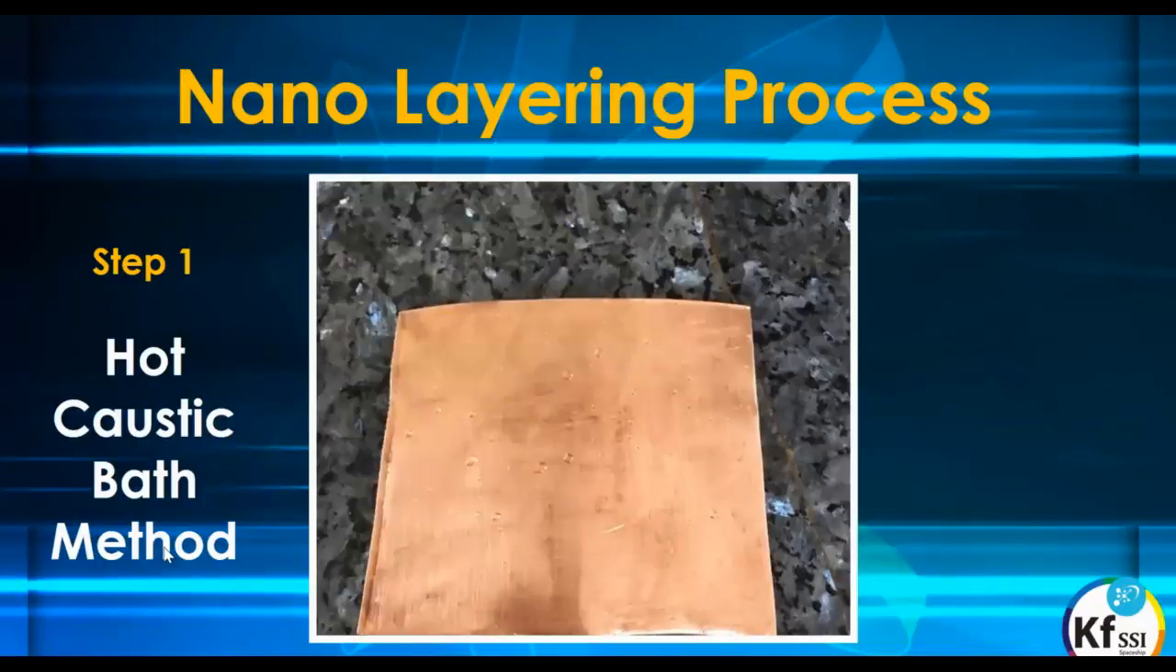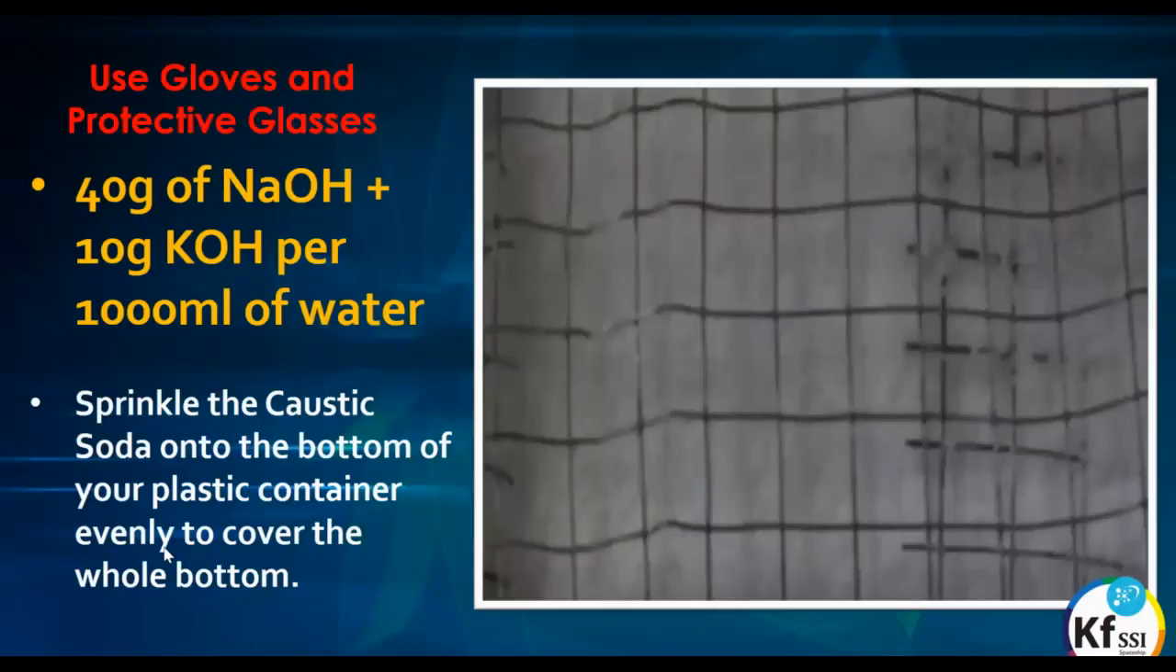Okay, so now we've done all our preparation, and now we can begin creating our nano layers. Now, as a basic standard formula that one can use, Sandor has found this one working very well: we're using 40 grams of sodium hydroxide with 10 grams of potassium hydroxide per 1,000 milliliters of water.